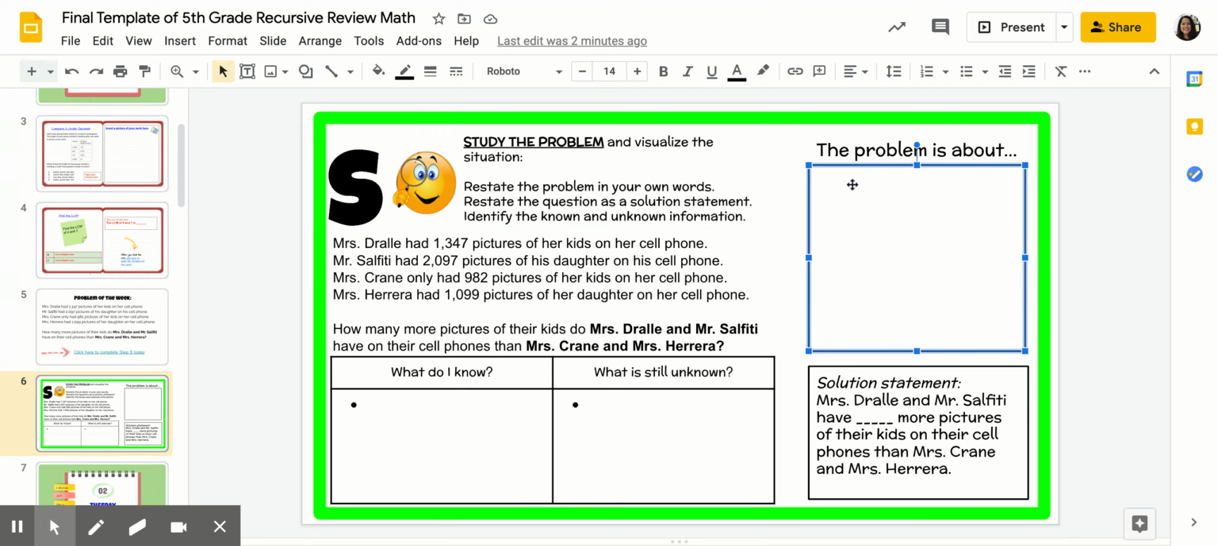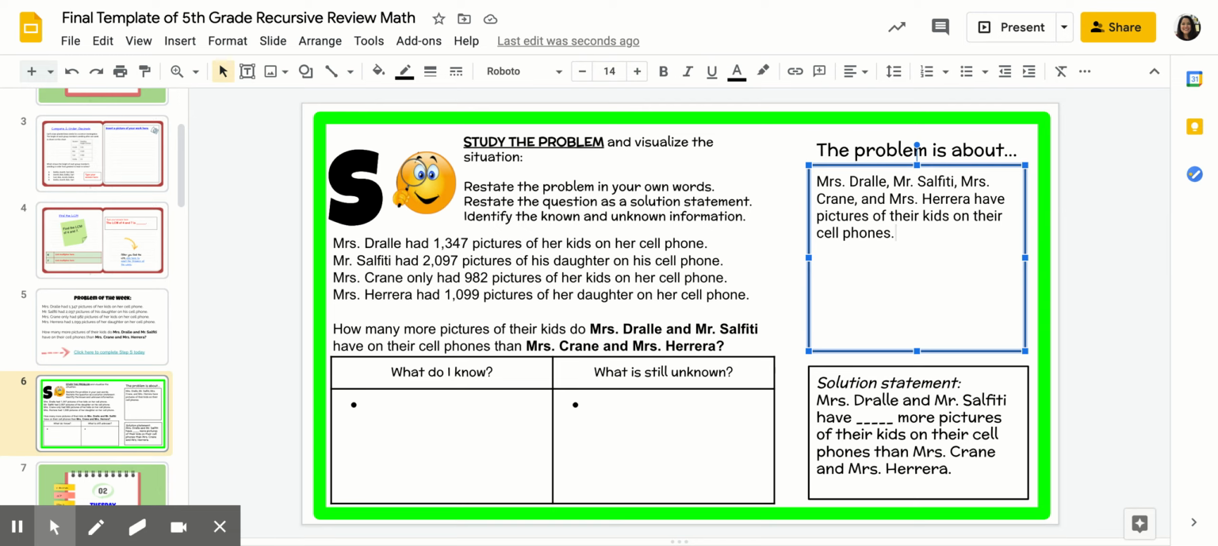So you're going to fill in this box. This problem is about blank. So what is it about? So this problem is about Mrs. Drawley, Mr. Salfiti, Mrs. Crane, and Mrs. Herrera, and they have pictures of their kids on their cell phones. And that's really all this problem is about. It's just about the fact that they have pictures of their kids on their cell phone.